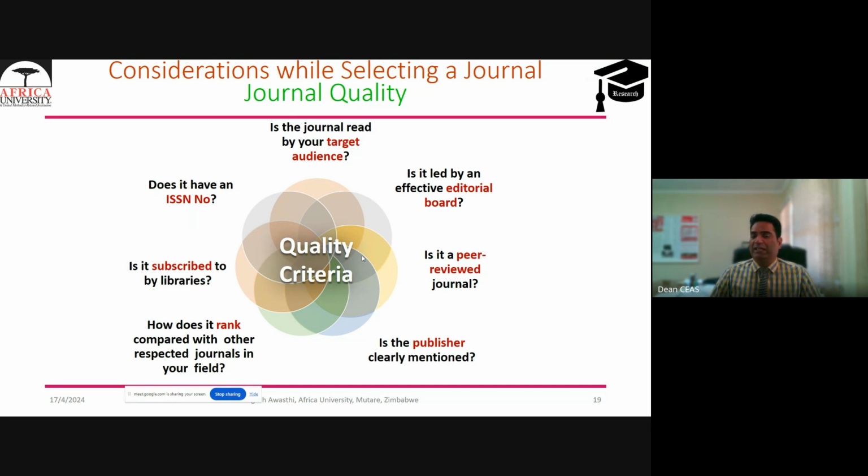Does it have an ISSN number? Obviously, most journals have one. This is common, not a big deal, so people have the ISSN number, but still we have to check. Why? Because this ISSN number helps to search the journal.